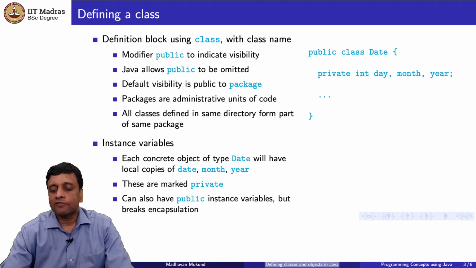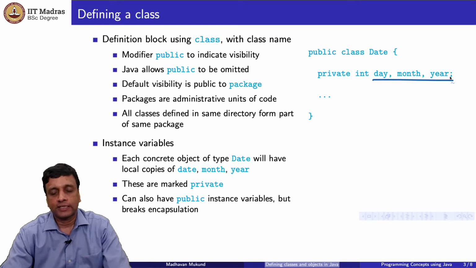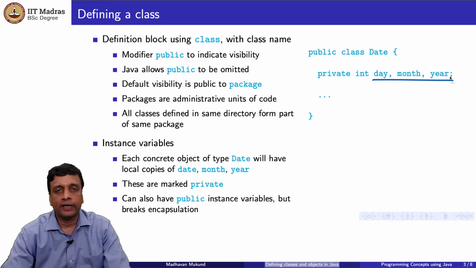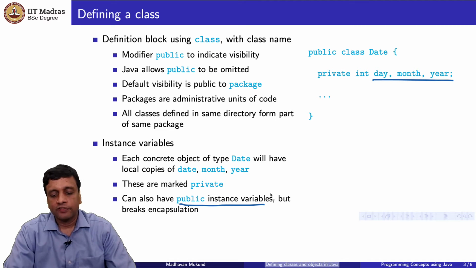So now these instance variables will be stored separately in every object of this type. So every date object that we create will have its own copy of this. So there will be multiple copies. Within that object, they will be called day, month and year, but each of them will be distinct from others. We can also have public instance variables.